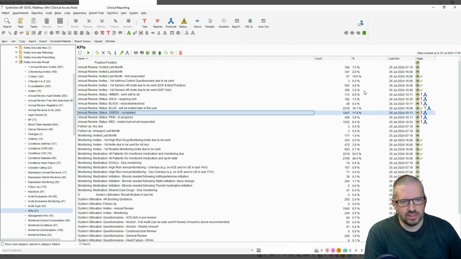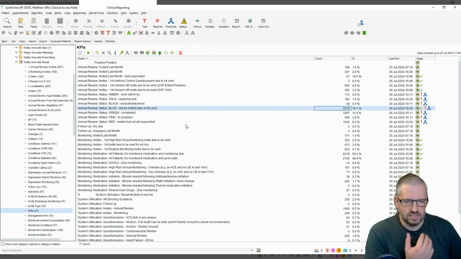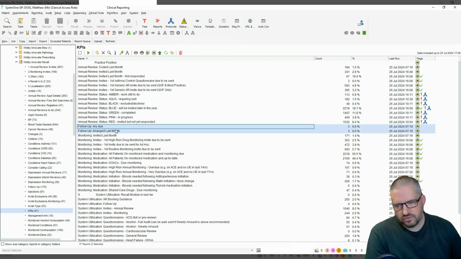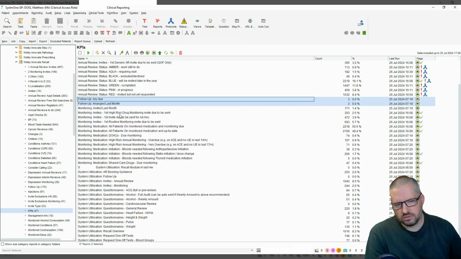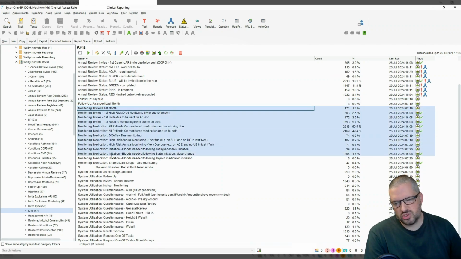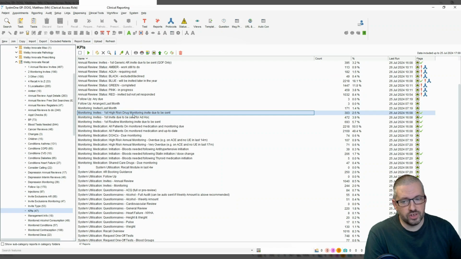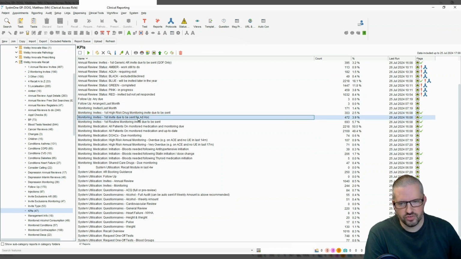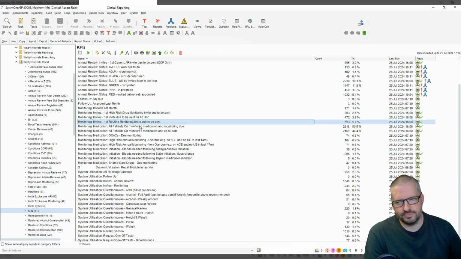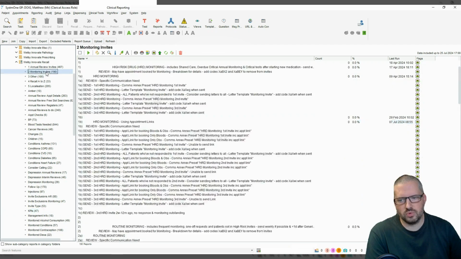Through the year, you would expect these numbers to change and your greens to be going up, your blues to be coming down, and that's a general trend. Follow-up, this is our fairly new development about arranging patient-specific follow-up, who's due, what's been arranged last month, and then monitoring being the other big chunky section. So again, what monitoring invites were sent last month, what's due to have a first high-risk drug monitoring invite, whether it's for ad hoc or routine. And they tally with what's in this folder.